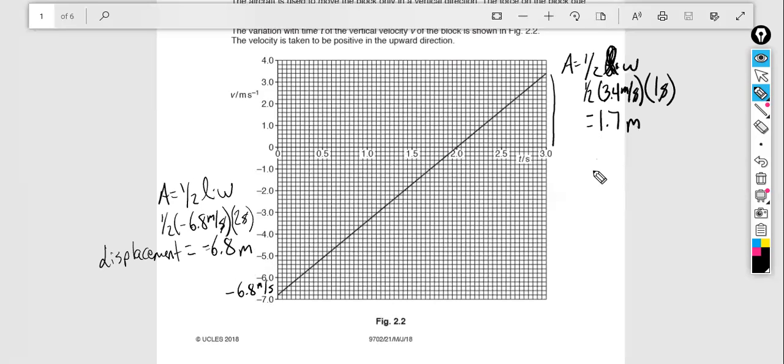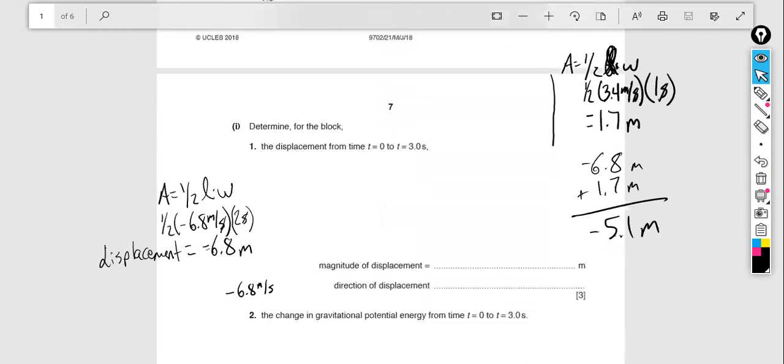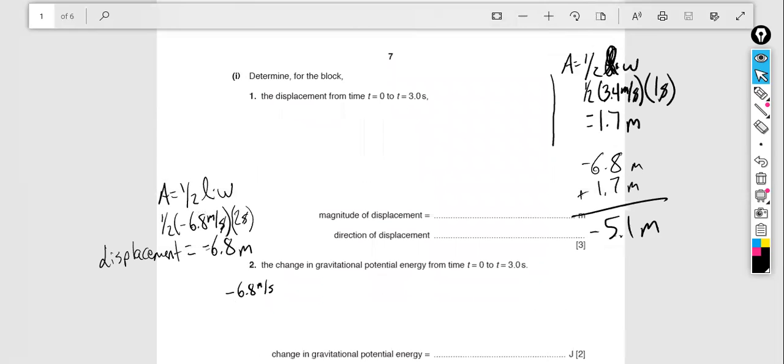And so now we need negative 6.8 plus 1.7. That's how many meters? Negative 5.1 meters. And remember, the negative sign gives us the direction here, because they tell us that up is positive. And so we have both the answers here.